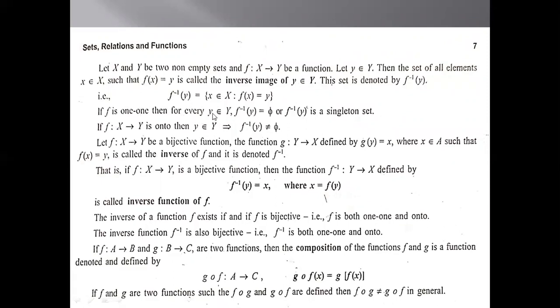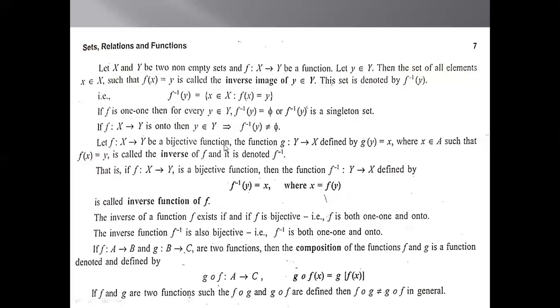If f is one-one, then for every y belongs to capital Y, f inverse of y is equal to phi, or f inverse of y is a singleton set. If f from X to Y is onto, then y belongs to capital Y implies that f inverse of y is not equal to phi.